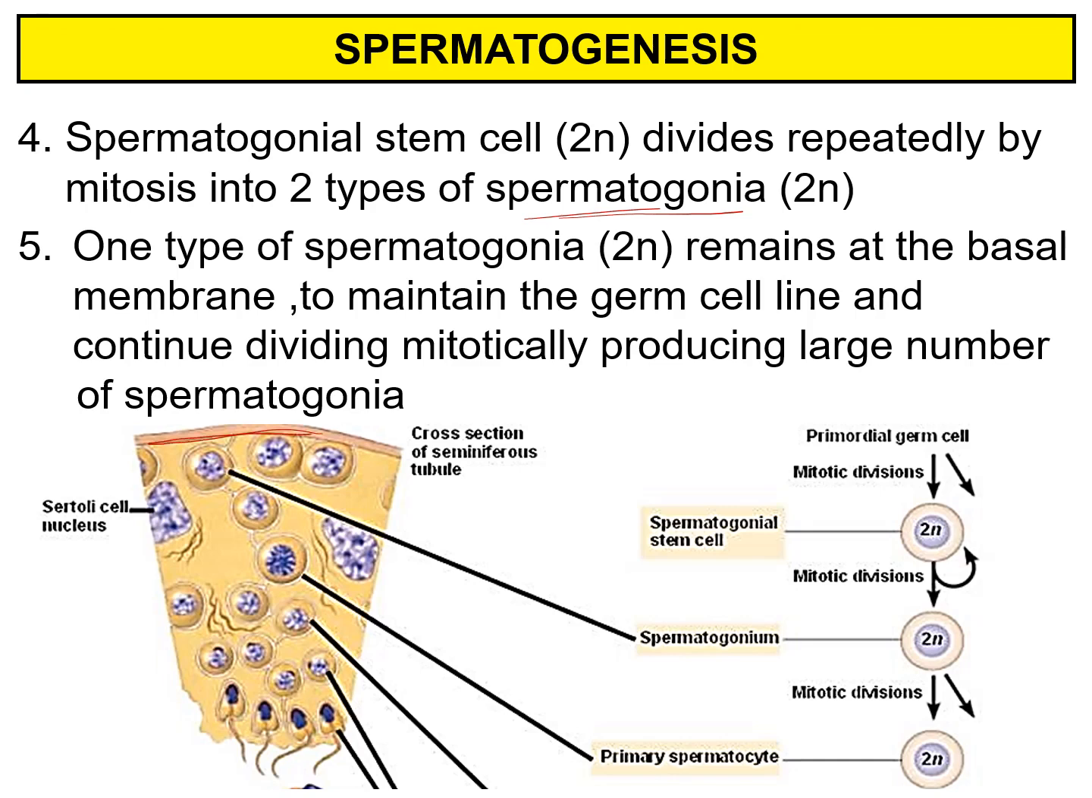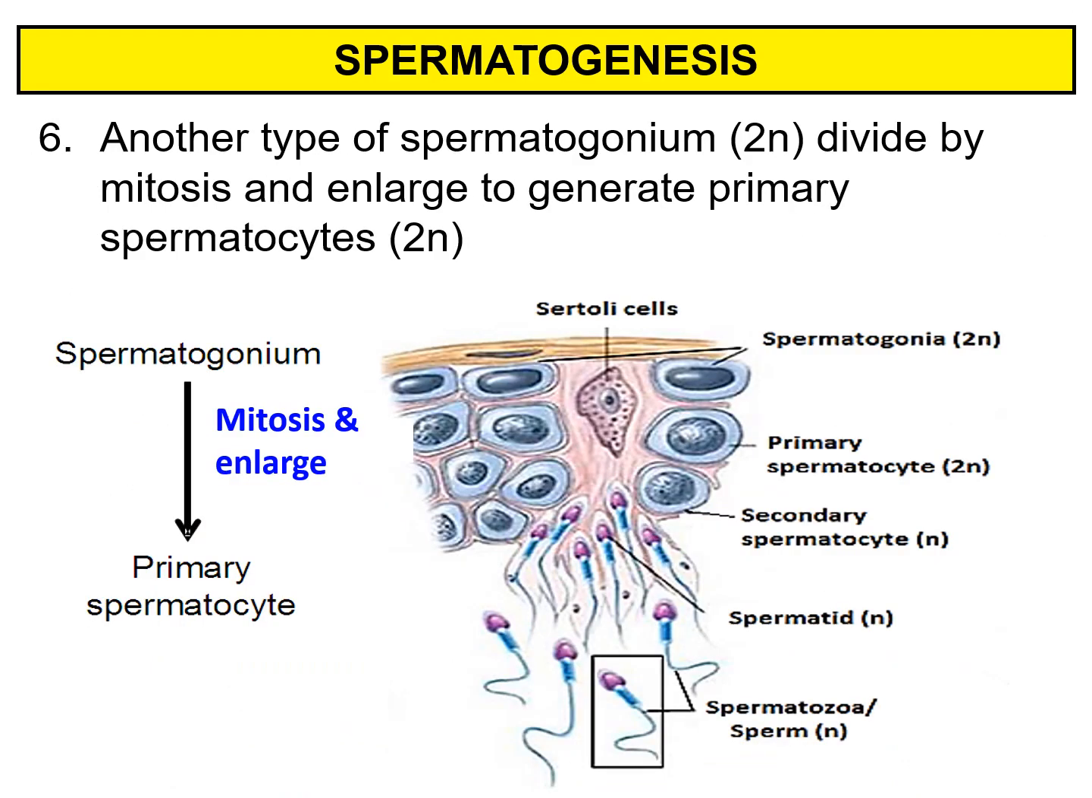So one type of spermatogonia will remain at the basal membrane. This is basal membrane. Jadi dia akan ada yang tinggal. Yang ni akan differentiate and enlarge more. And then it will undergo meiosis. Kalau semua undergo meiosis and produce sperm, siapa yang tinggal untuk the next cycle? Itu maksud dia. Another spermatogonium will divide by mitosis to enlarge and generate primary spermatocyte.